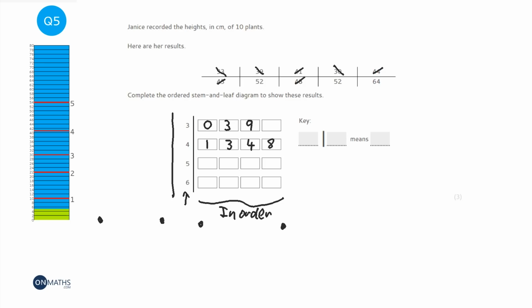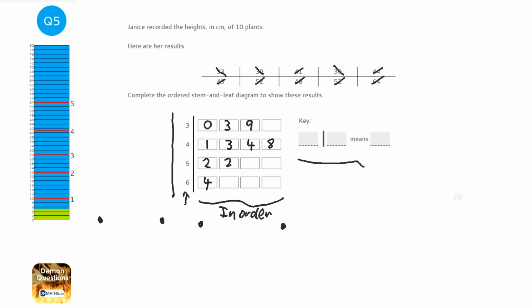48. And the last few, so 52 and 52, well they're the same, so they can be next to each other, and 64. So the smallest go on the left, and then you get bigger as you go to the right, and that's really important because you need to do that to get the right marks, or to get the right correct answer. Okay, the last thing to do is the key.